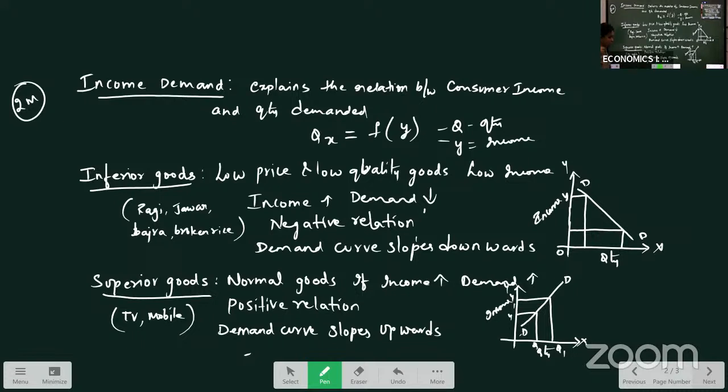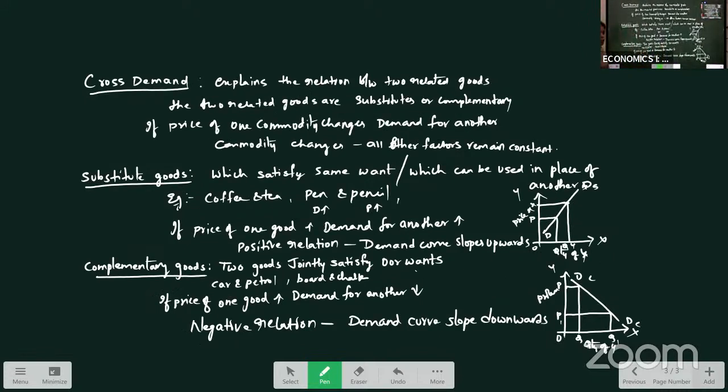Next, superior goods. Superior goods are our normal goods which we buy when our income levels are high. So for superior goods, as consumers' income increases, demand for superior goods also increases. There is a positive relation here. When there is a positive relation, our demand curve will slope upwards. Okay, so this is for income demand.